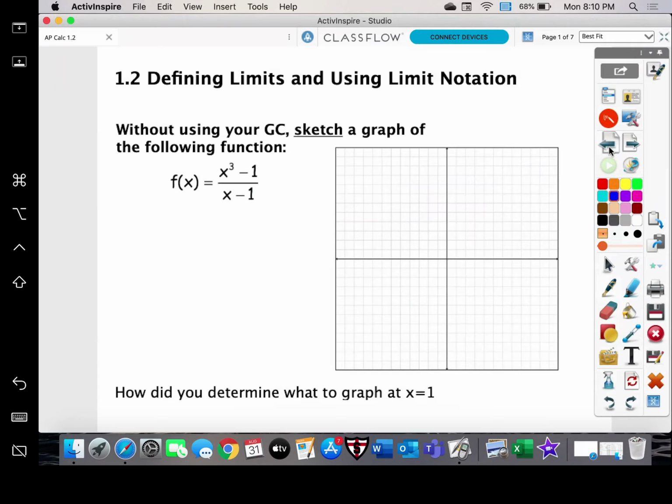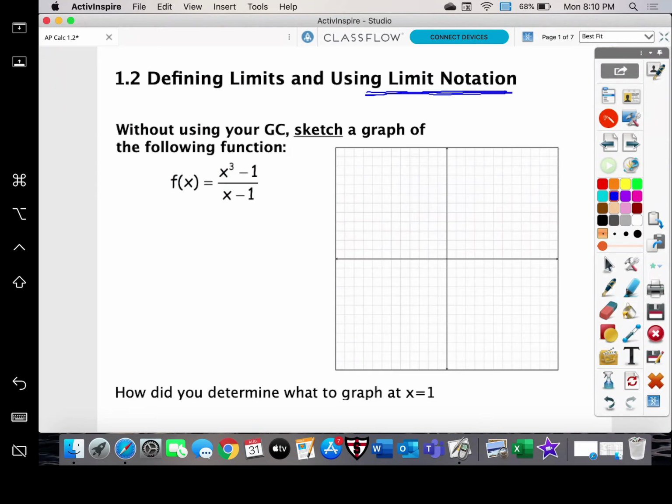Today we get to talk about really defining what a limit is and also learn some of our first really important notation. Limit notation is going to be a big deal. You have to follow the rules for limit notation and write everything the correct way.